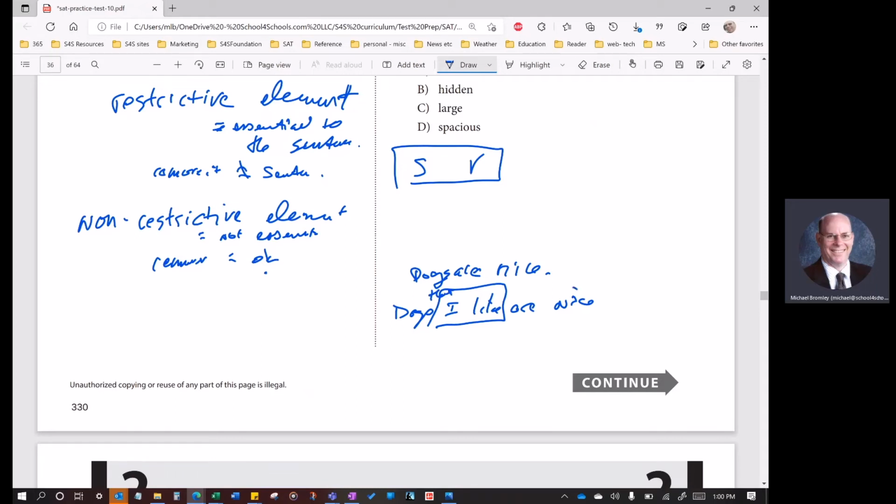Okay. This is a totally different idea. This tells me dogs are nice. No, it's the ones that are nice that are the ones that I like. So I'm saying a different thing. That is a restrictive element. So there's no punctuation in there.